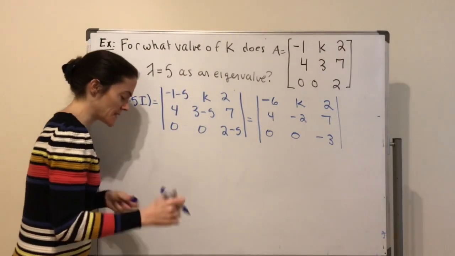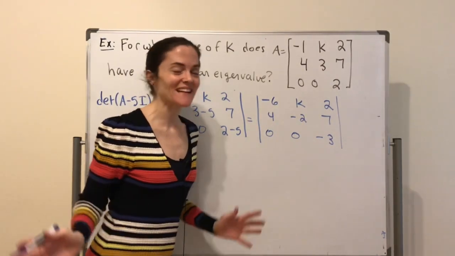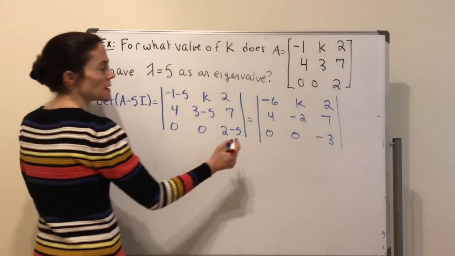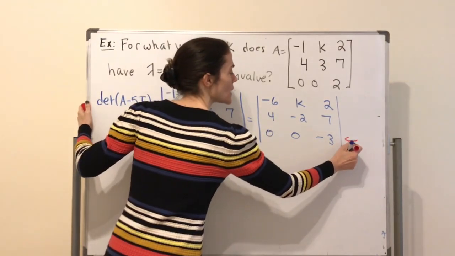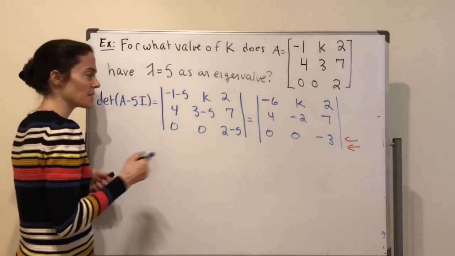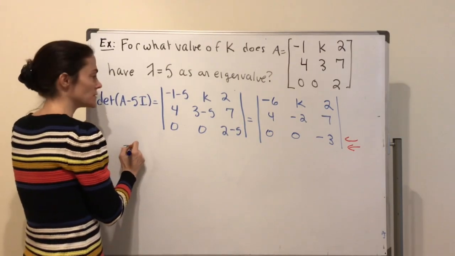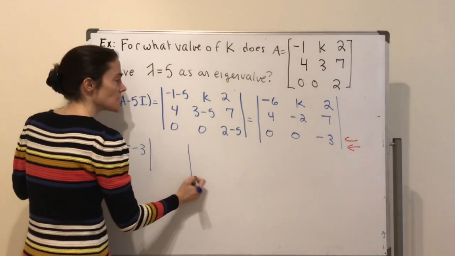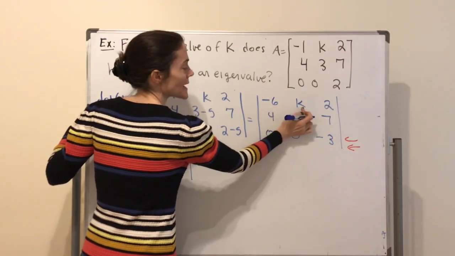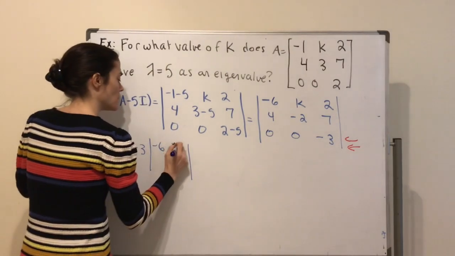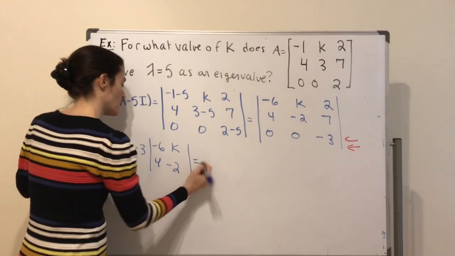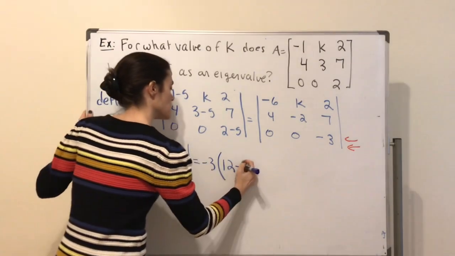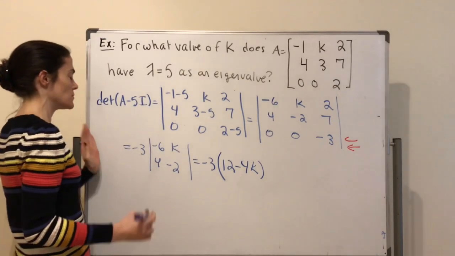Okay, so one thing I like about this section is we have a very nice review of the cofactor expansion, where we get to choose our favorite row or column to expand. But you see, this row has 2 zeros, so I would choose this to expand. Makes your life a little bit easier. So this is equal to, well, it's plus, minus, plus, minus, plus. It's going to be negative 3 times, we cross off this column and the bottom row, we get minus 6, k, 4, minus 2. And then this is minus 3 times 12 minus 4k. We want this to be equal to 0.